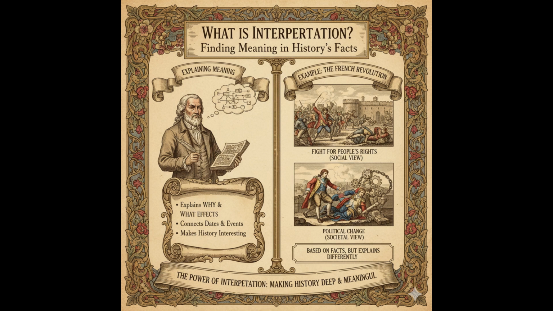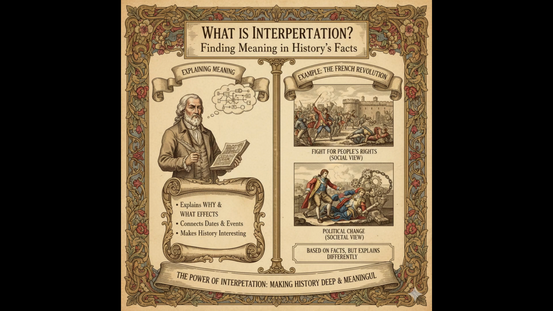Historians do not only write what happened, they also explain why it happened and what effects it had. If they only wrote dates and events, history would be boring and confusing. For example, the French Revolution can be interpreted as a fight for people's rights, a social view. It can also be seen as a political change or a big transformation in society. All interpretations are based on facts, but they explain the facts in different ways.